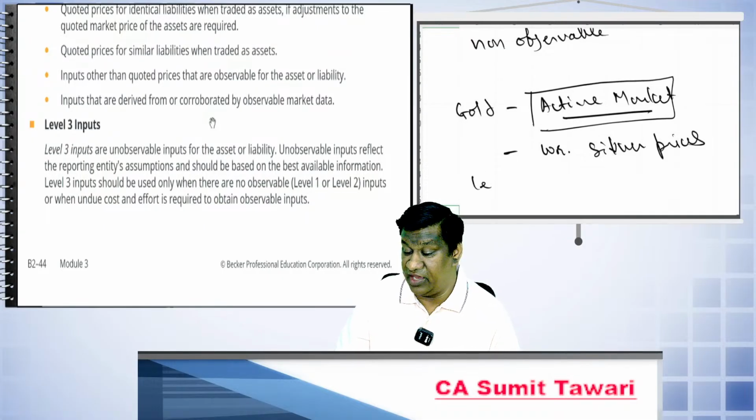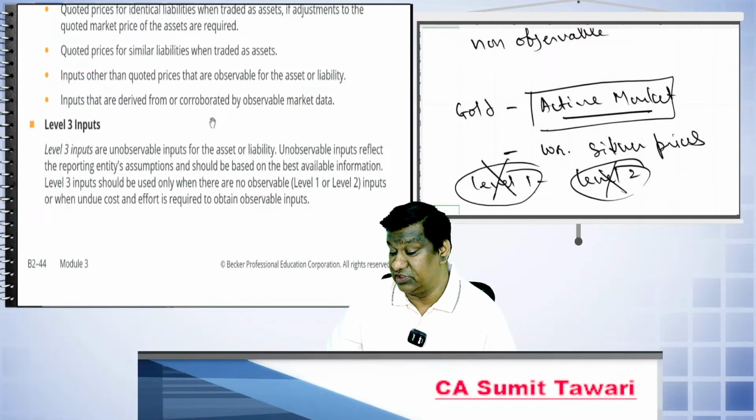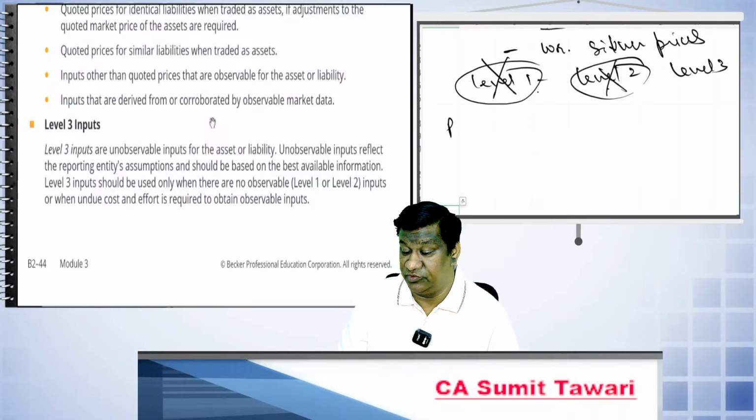If you have a level 1 input, then you do not require to explore level 2 and level 3. You need to use level 1. If you don't have level 1, then you should go to level 2. And if level 1 is missing and level 2 is missing, then you need to use level 3. So here you need to prioritize.